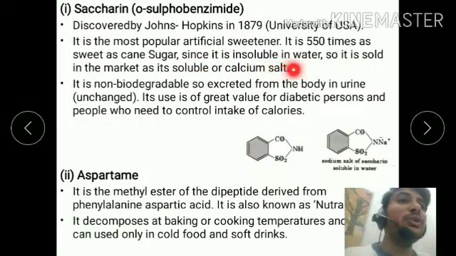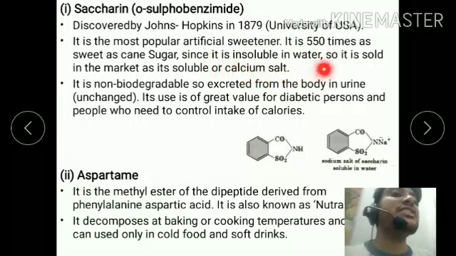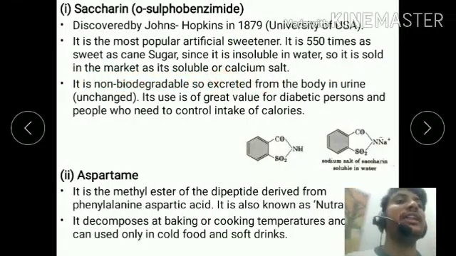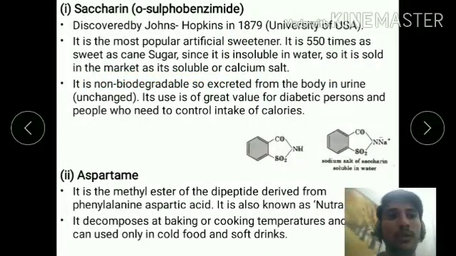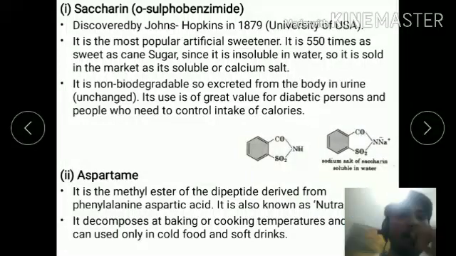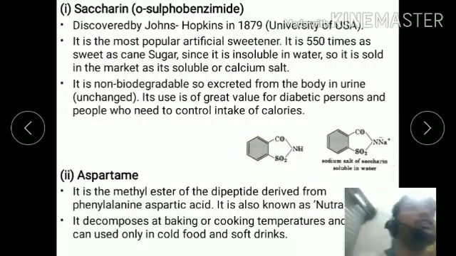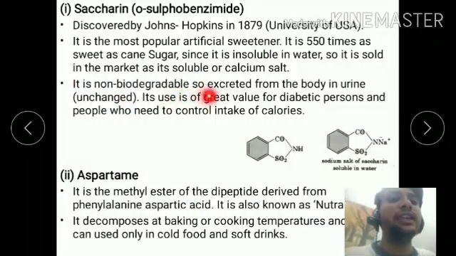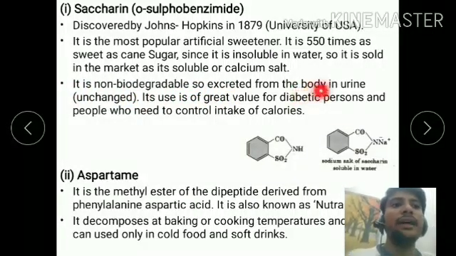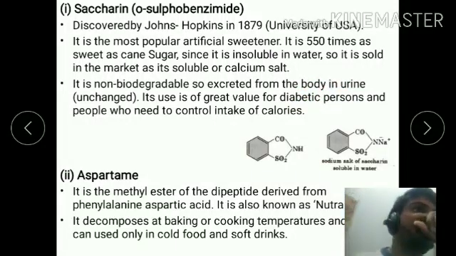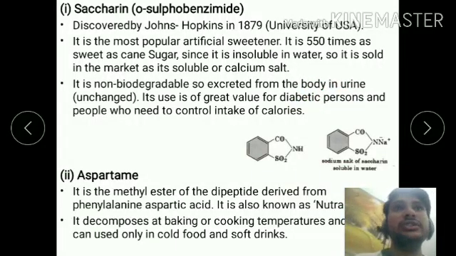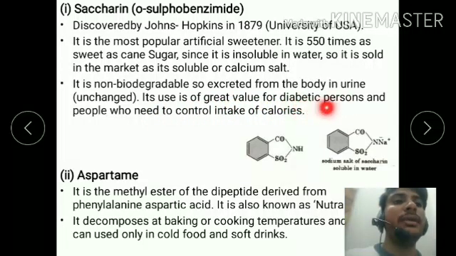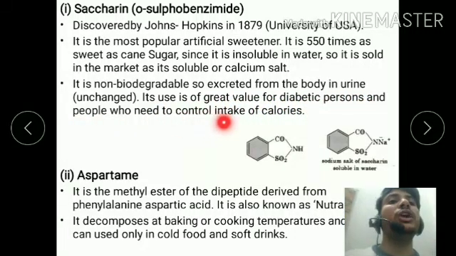Most importantly, it is insoluble in water, so it is sold in the market as its soluble sodium or calcium salt. It is found in soluble form as the salt, but it is insoluble in water, and it is non-biodegradable, so it is excreted from our body in the urine. It does not decompose in our stomach. It is of great value to diabetic persons and people who need to control their intake of calories.